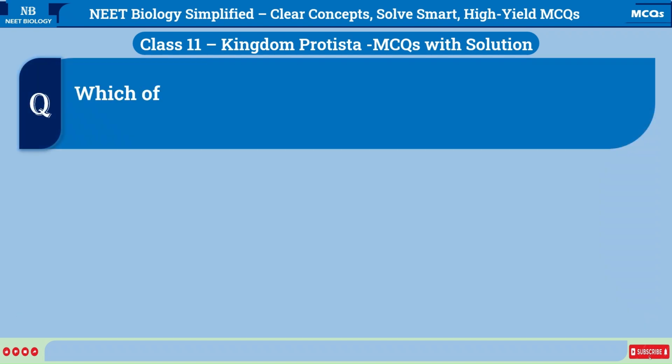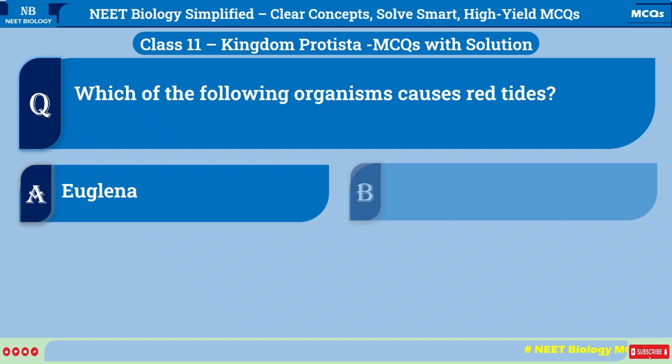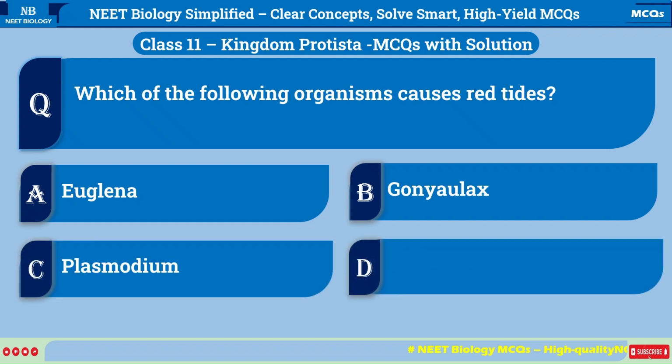Which of the following organisms causes red tides? A. Euglena. B. Gonyaulax. C. Plasmodium. D. Amoeba.